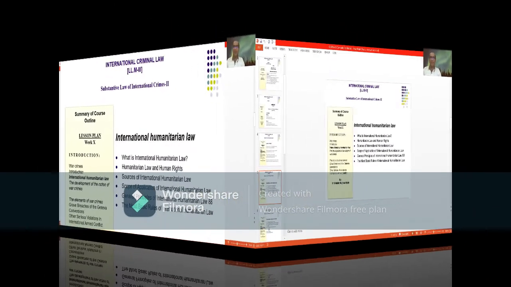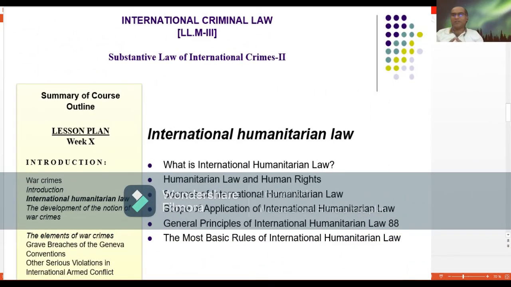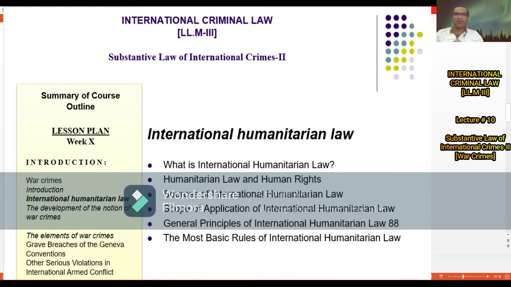So next topic: what are the sources of humanitarian law? International humanitarian law is contained in agreements between states, treaties or conventions, and customary rules, which consist of state practice considered by them to be legally binding, and in general principles.